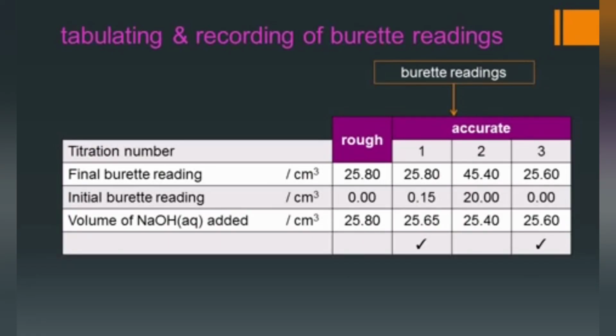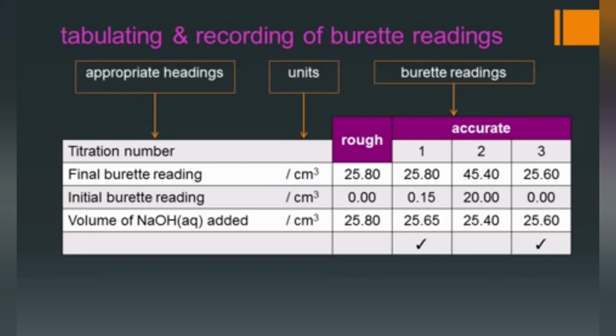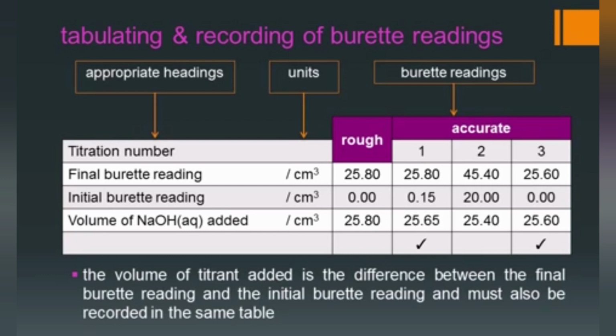Burette readings must be recorded in a table as shown, with appropriate headings and units. All burette readings taken from the burette must be recorded and given to 2 decimal places with the last digit given as either a 5 or 0. Readings must be recorded in ink immediately after they are taken. The volume of the titrant added is the difference between the final burette reading and initial burette reading and must be recorded in the same table. A tick is written to indicate consistent reading.